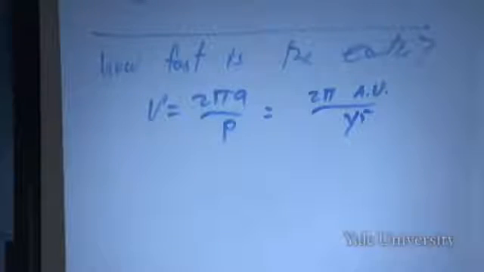V equals 2 pi a over p. Well, we know a is equal to 1 astronomical unit. P is equal to 1 year for the Earth's orbit. And so the velocity of the Earth is 2 pi astronomical units per year. Pretty straightforward, but not very informative, because we don't have a feeling for measuring velocities in astronomical units per year.